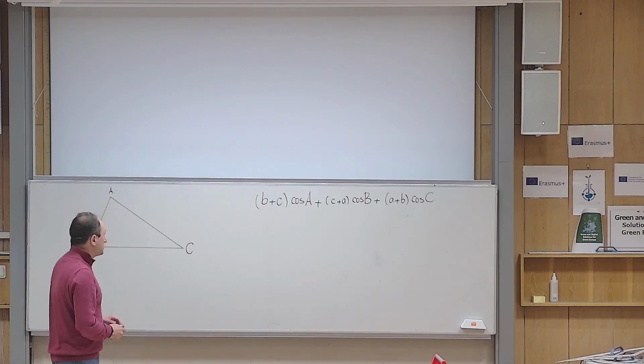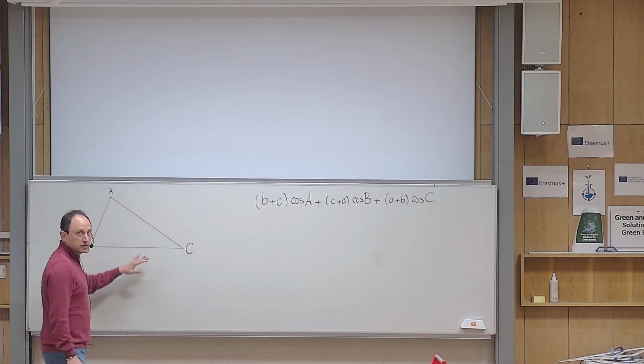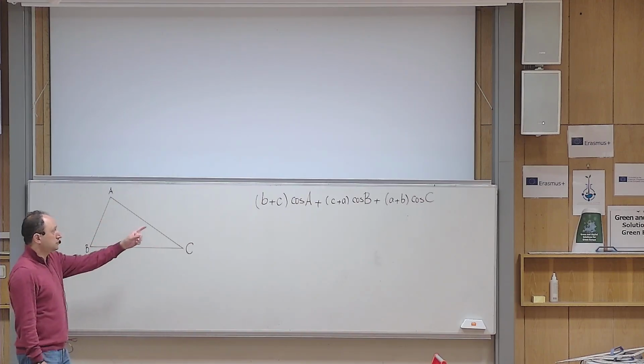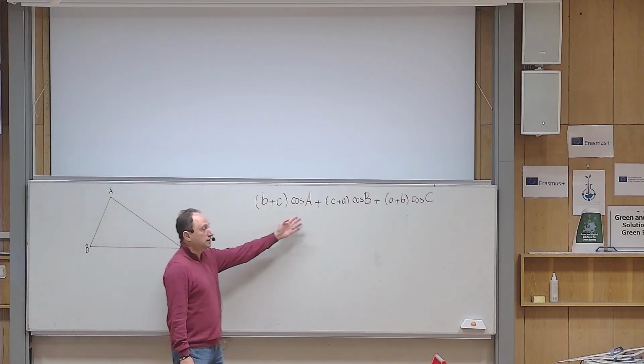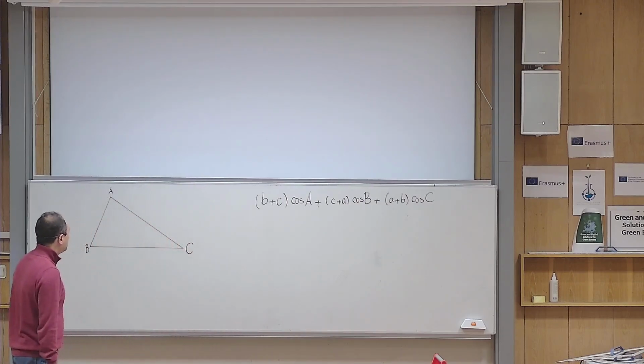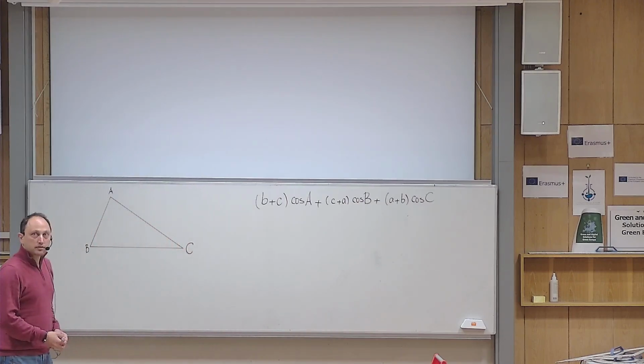Okay, now let us solve the problem. Let us assume that this is the given triangle. All the angles are acute angles, and I want to show that this expression is equal to the perimeter of this triangle. The problem is actually very simple.